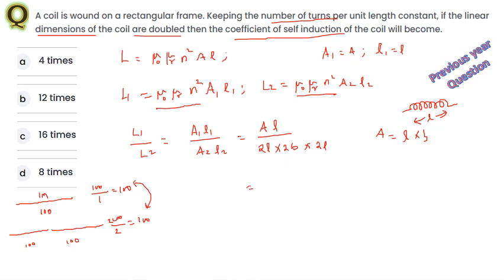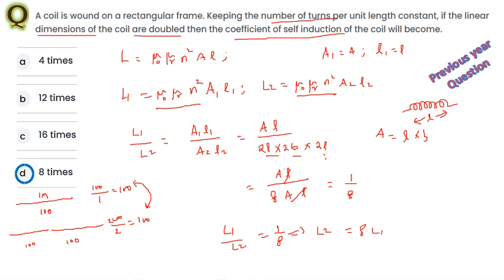From this one what you can mention here is A into L, and this one length into breadth is again area, so 8 times of area, and this one L you can mention just like that. From this one this will be cancelled, so 1 divided by 8. So L1 by L2 is equal to 1 by 8. So in this case L2 is equal to 8 times of L1. So how many times it has been increased is 8 times. So the answer here is 8.